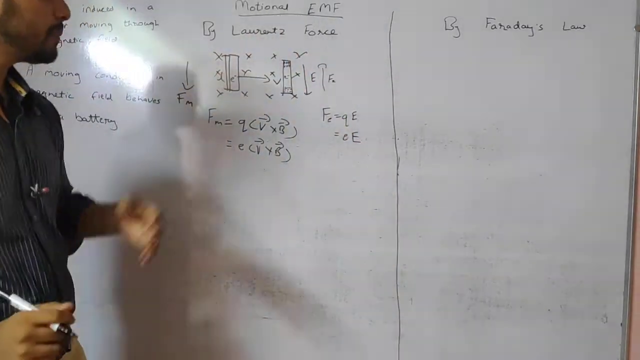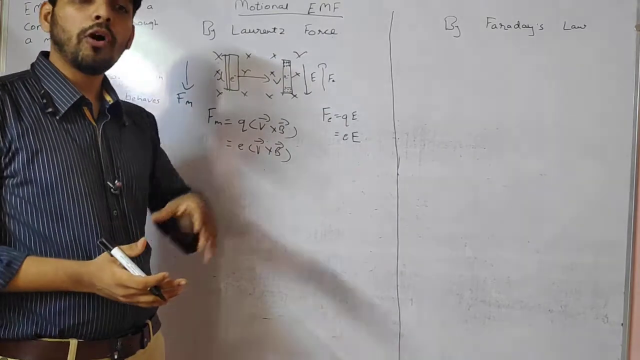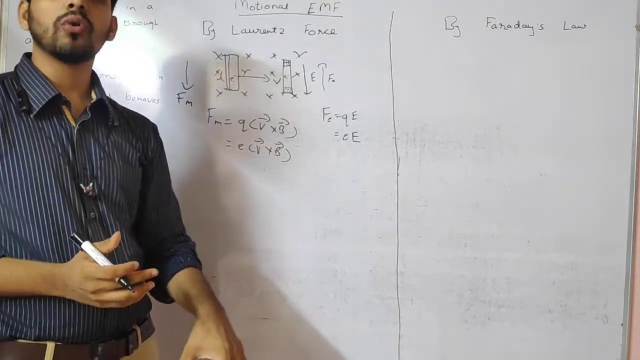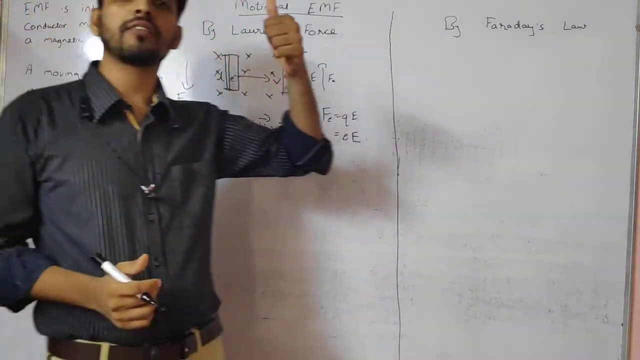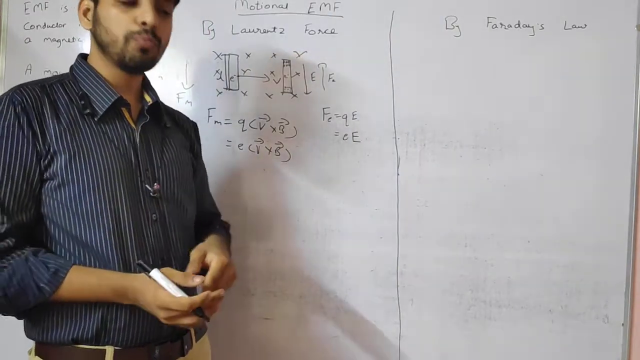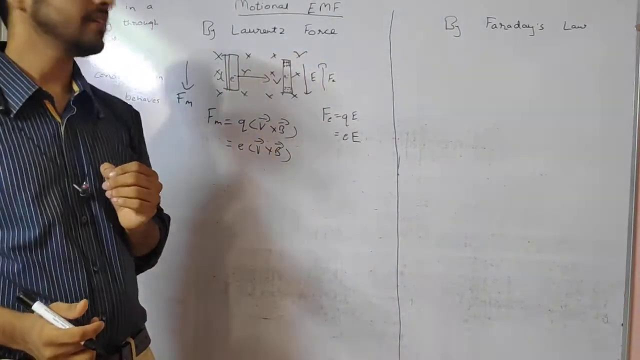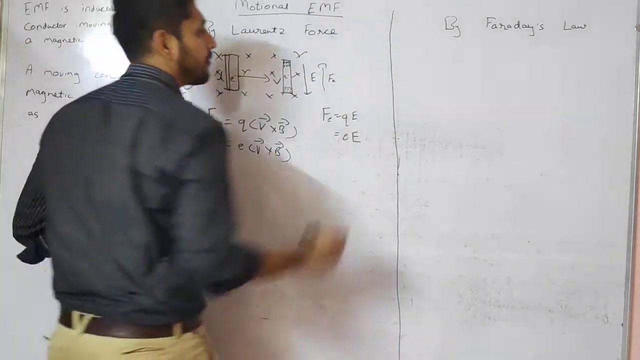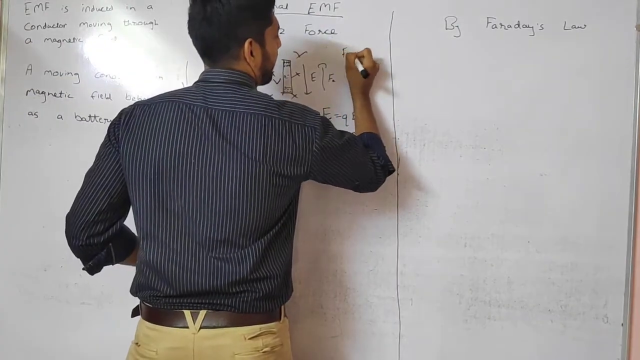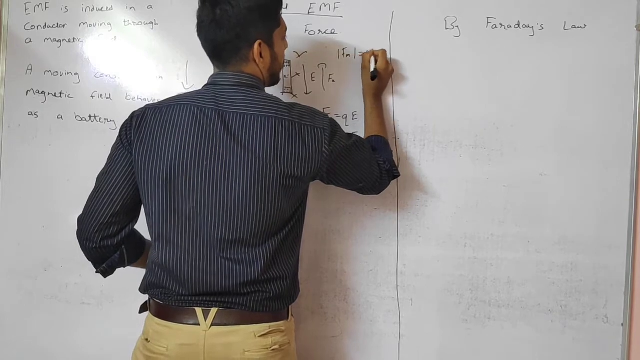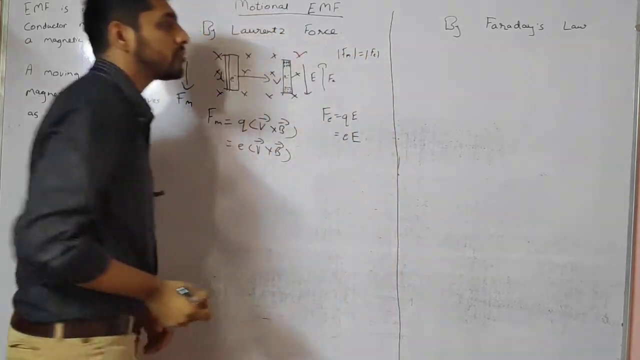Now at a certain point of time, what will happen? The amount of magnetic force that is acting downward will be equal to the amount of electric force that is acting upwards. Means both the forces will be acting in opposite direction, and this is known as steady state. At a certain point of time, Fm will be equal to Fe.